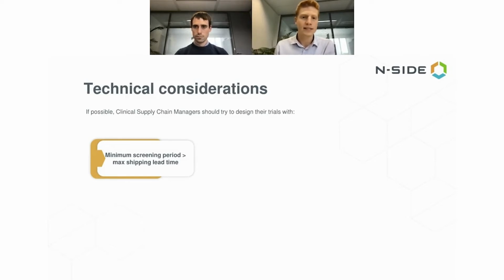So as we already saw earlier, having a minimum screening period that is longer than the maximum shipping lead time is always key, because thanks to this, you can test if it is better to send your kits at the first patient screened, and you avoid, in this case, replacing the kits all the time, even if no patients are showing up. So that's a first good practice.